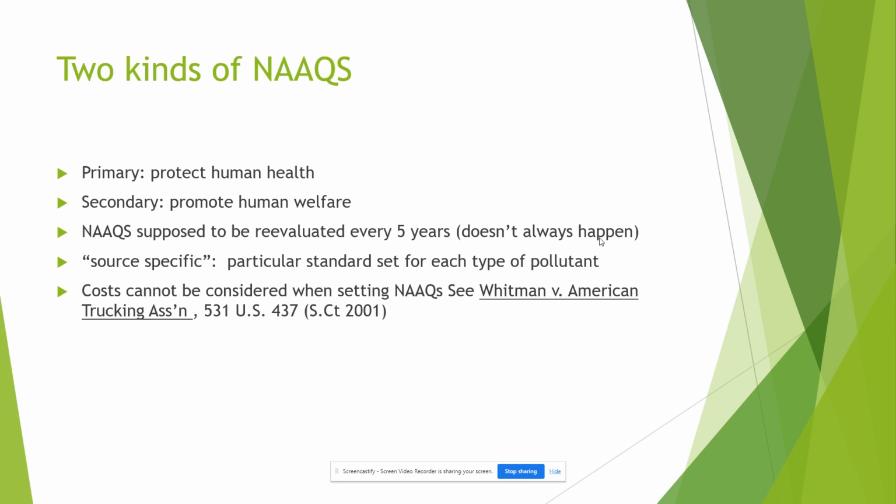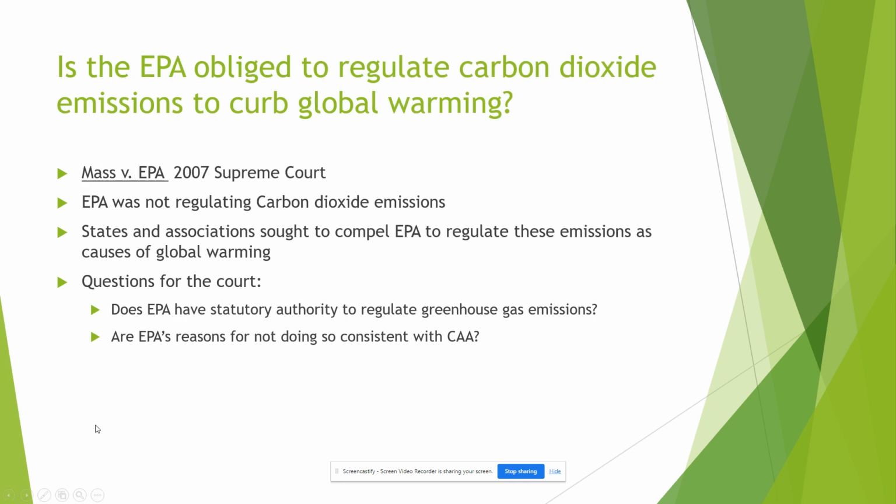The standard varies depending upon which pollutant you're talking about, right? That's your source. Whitman versus American Trucking Association is a Supreme Court case in 2001, which is attached to your module. The Supreme Court held that when the EPA is setting their NAAQs, they can't consider the cost of attaining these NAAQs when they're setting them. They just have to set a standard that is appropriate to protect human health and to protect human welfare. I think that's a quiz question. Can they consider costs? So keep that in your head.